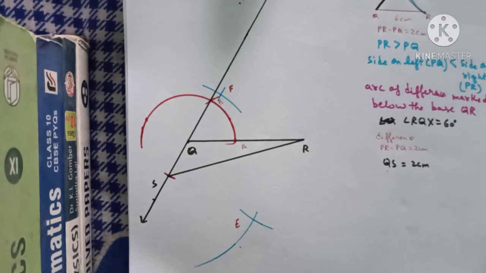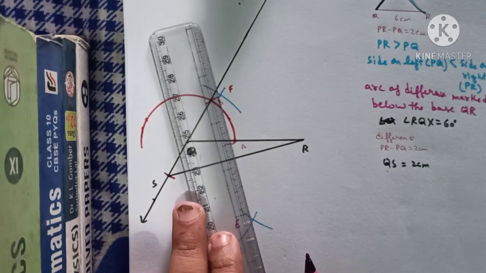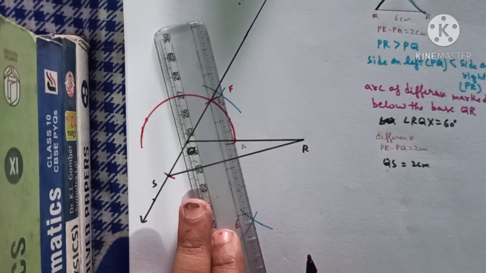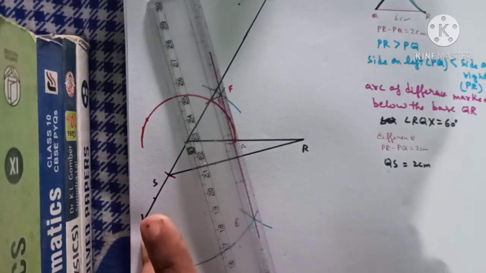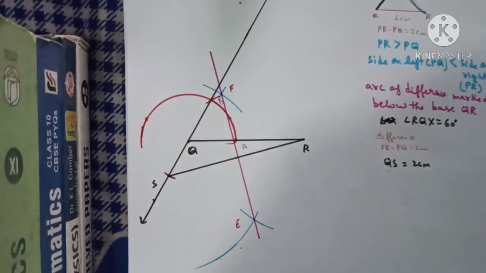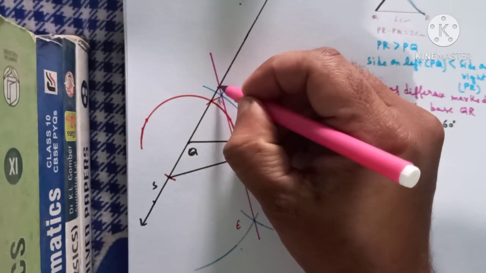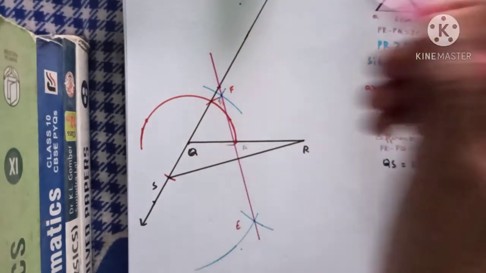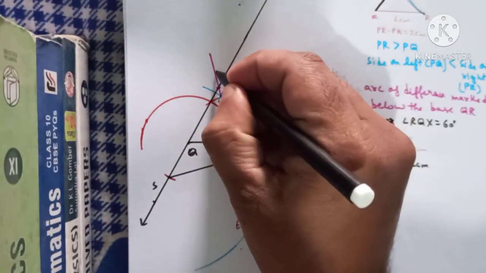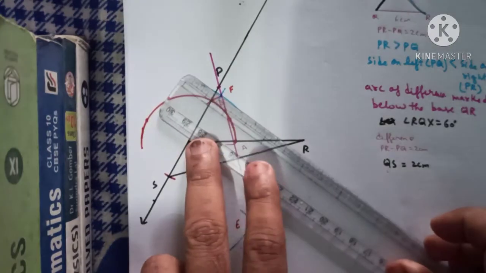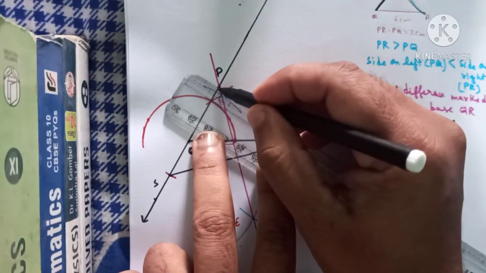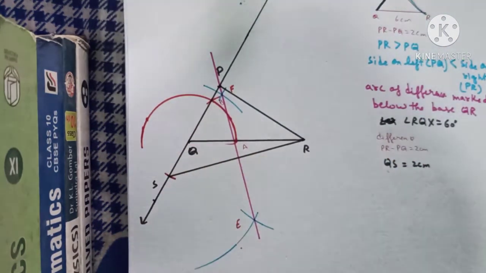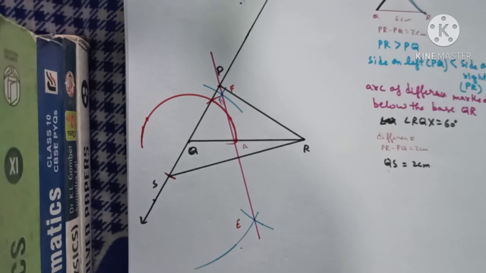Now we will join E and F, the perpendicular bisector of R and S, such that it intersects the ray QX at a point, and we name this point as P. This will be point P. Okay, and we'll join this point P with R. So we get PQR as the required triangle.